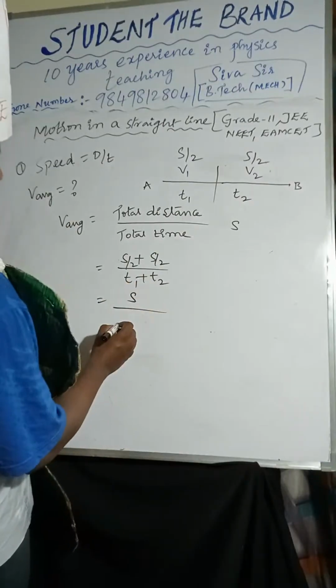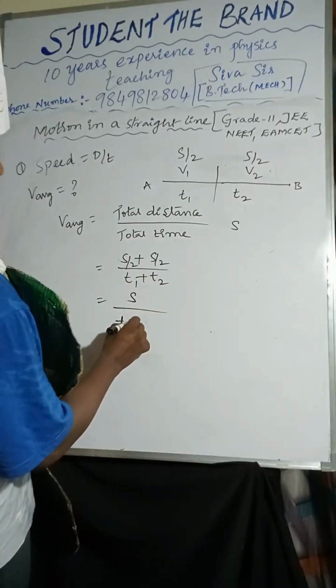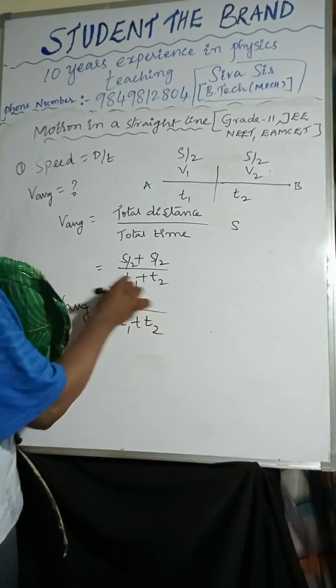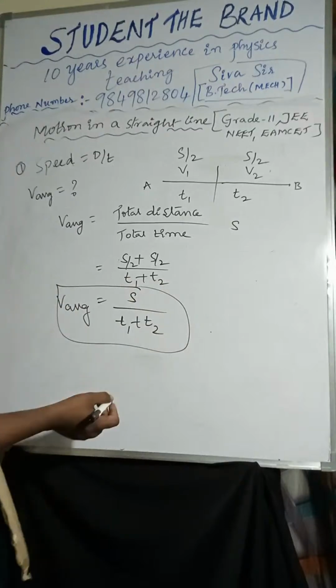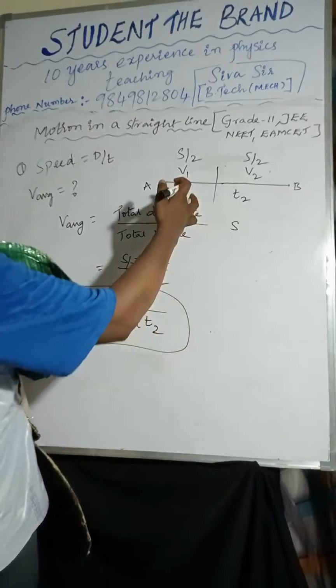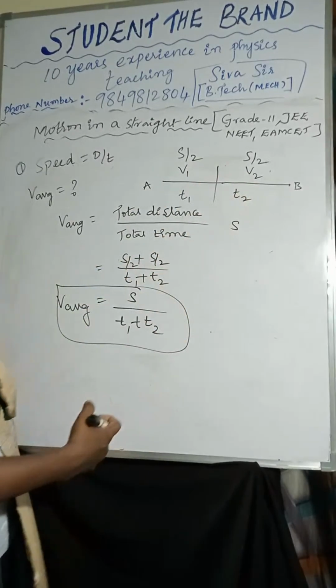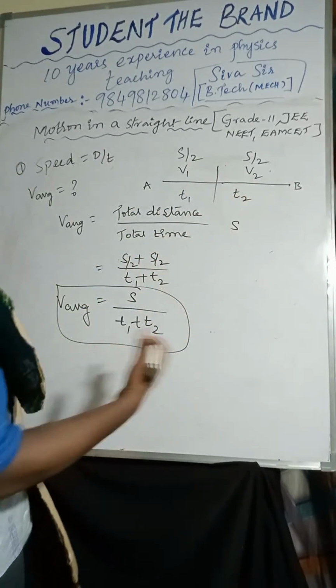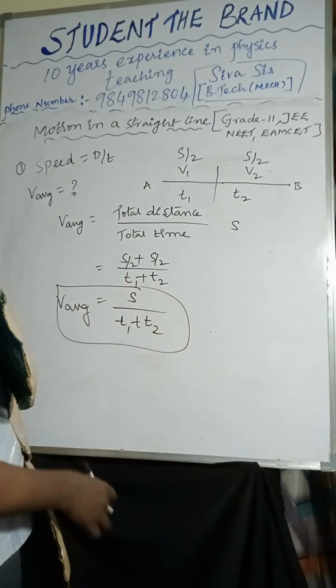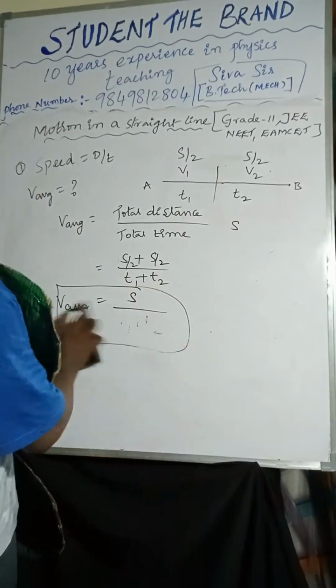So now we can take T1 plus T2. That is the average speed formula. So if they give only velocity, then in the place of velocity also we can replace it. According to the given data, we can use the formula. Okay, so next one.